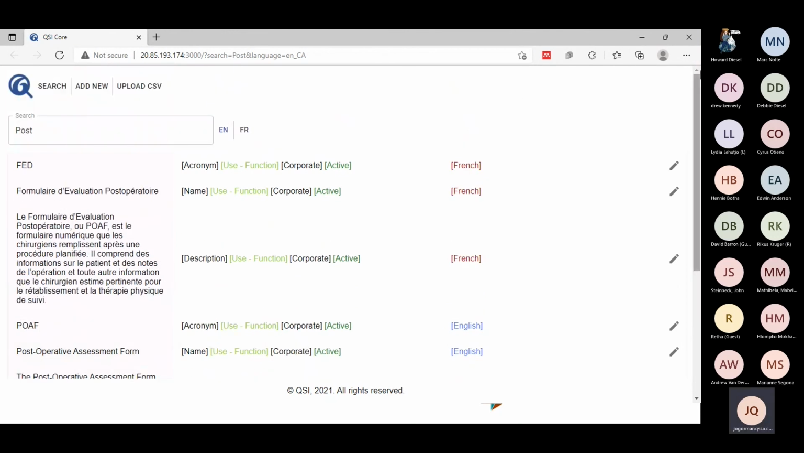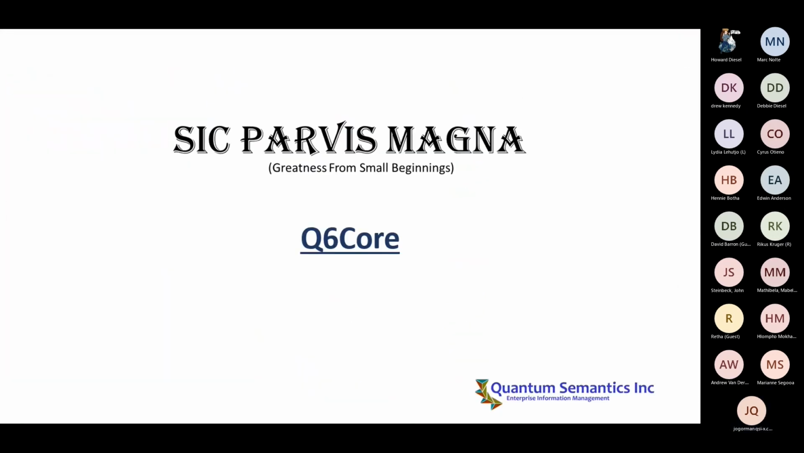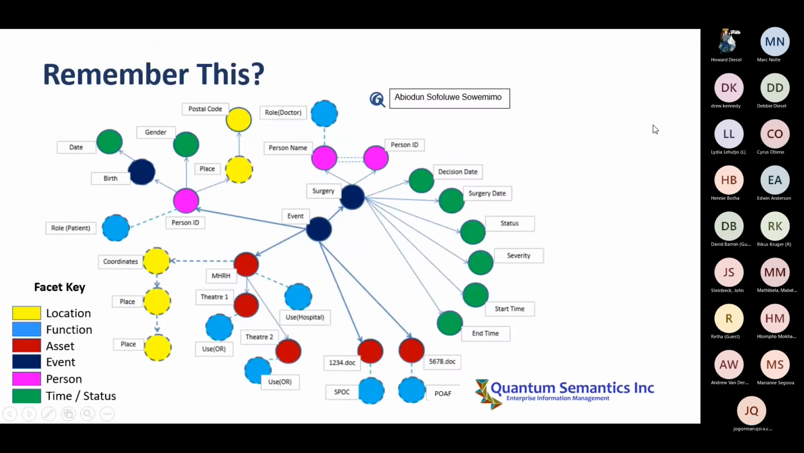Okay, so I'm going to go back to the deck. That was what the Q6 core looks like. This is the small beginning that we've been talking about. I've just put in a random guy, Abiodun. I can't quite pronounce his name, but it's pretty close. But you get the idea.